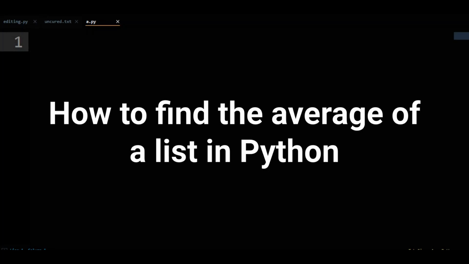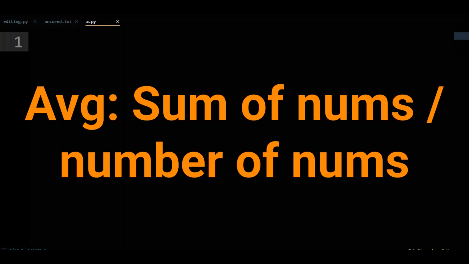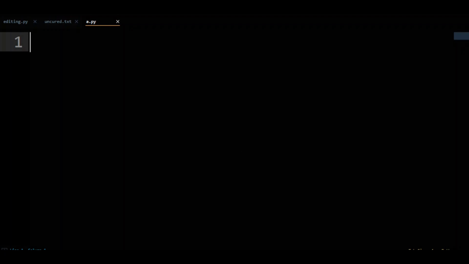How to find the average of a list in Python. Of course, if you remember anything from math class, the way to get average is the sum of the numbers divided by the amount of numbers. In Python, we can do that in one of two ways.